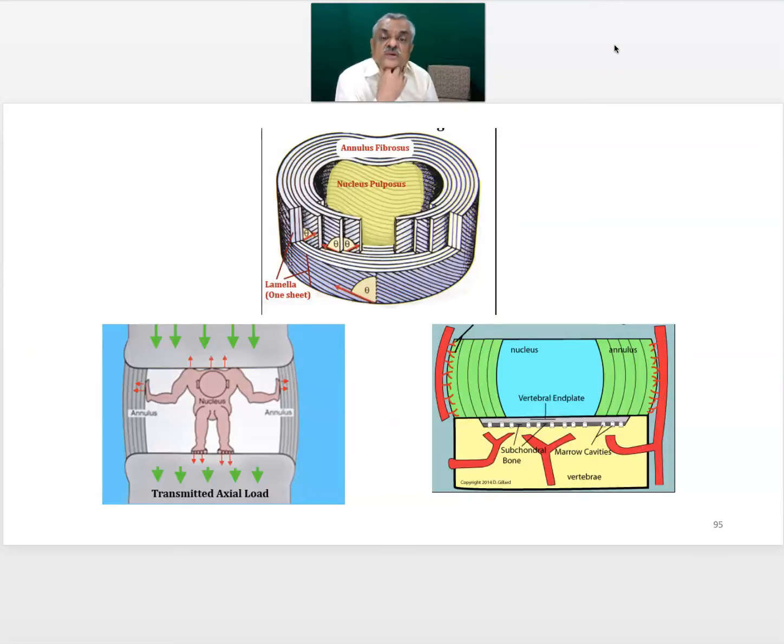Then we also know that the annulus fibrosus is arranged in about 7 to 8 layers, and these lamellae are crisscrossed at different angles. The nucleus pulposus is contained inside this annulus fibrosus, and we can see that the nucleus is helping us to bear the weight, the loading. The nucleus receives its nutrition from the subchondral arterial supply, which diffuses through the vertebral end plate and supplies the nucleus.